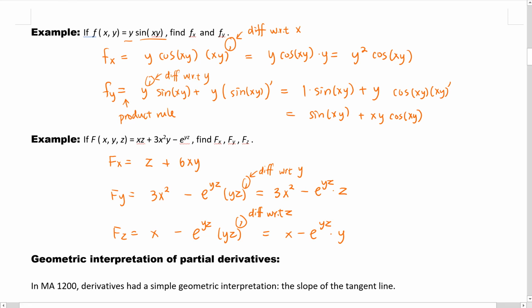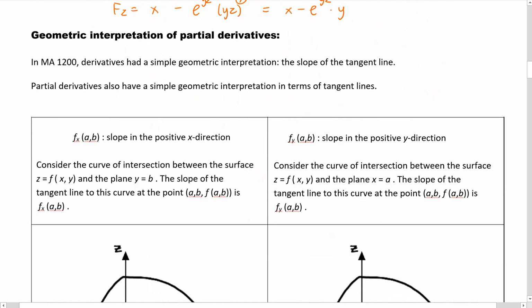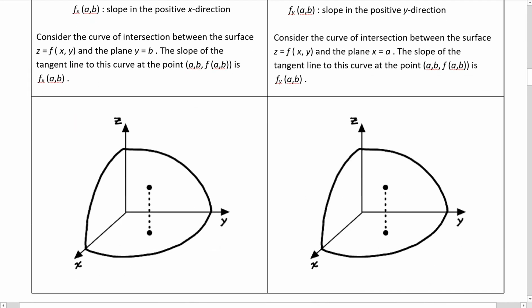Okay, let's continue. What is the geometric interpretation of a partial derivative? In Math 1200, so that's Calculus 1, derivative has a simple geometric interpretation. That is the slope of the tangent line. So partial derivatives also have a simple geometric interpretation in terms of tangent lines. So let's look at the following two pictures. We have partial x of (a, b). That is the slope in the positive x direction.